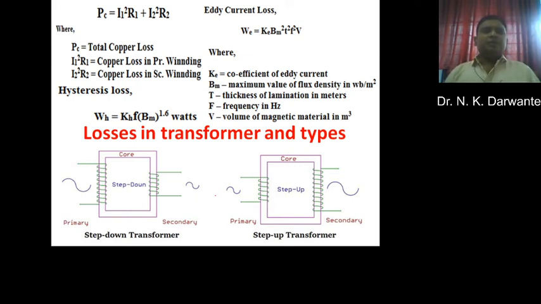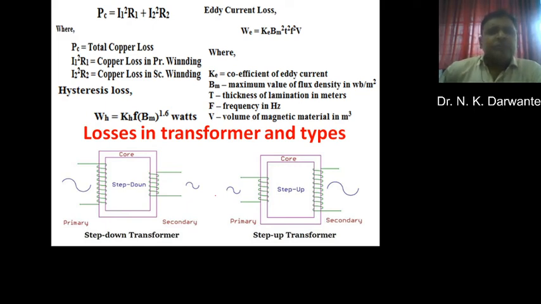Then here the power, the total losses that are going to occur will be the eddy current losses as well as the hysteresis losses. Now here you can see that PC is the total copper losses, which is given by I1 square into R1 plus I2 square into R2, where I1 is the current in the primary multiplied by the resistance offered by the primary winding. Then I2 is nothing but the current flowing through the secondary winding, and R2 is the resistance offered by the secondary winding.